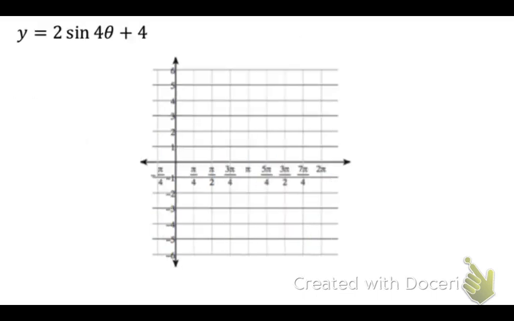So 2 sine of 4 theta plus 4. This one has a C value, so it's a little different. A equals 2, B equals 4, C equals 4. That means my amplitude is 2, my period is 2 pi over 4, which is pi halves, and my vertical shift is up 4 because it's positive, so you go up 4.